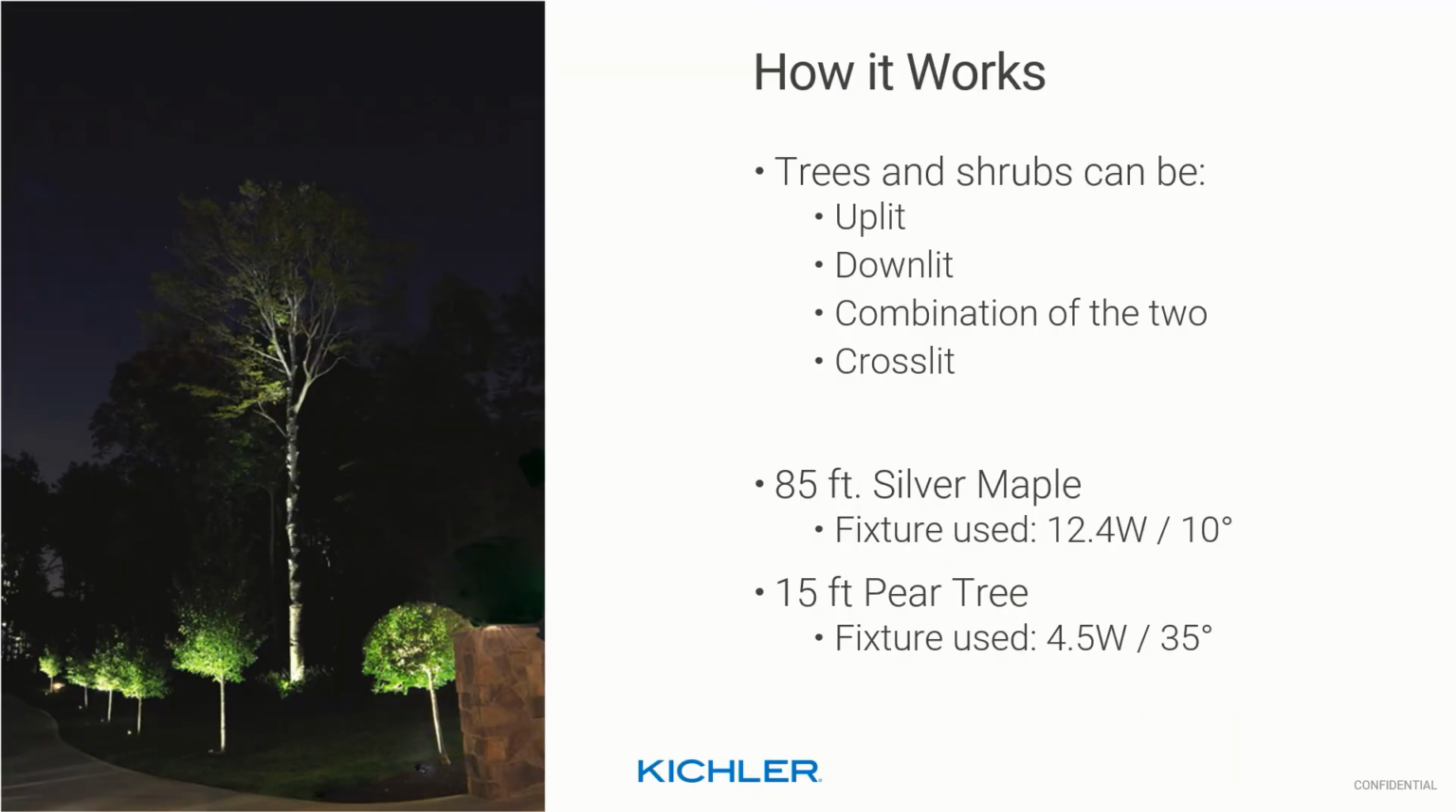There are many ways to illuminate trees and shrubs. Uplighting and downlight can be used individually and combined. Cross-lighting is also an option. In this image, a high lumen, narrow spot has been used for the 85-foot silver maple at the center, and low lumen levels with medium beam angles have been used for the shorter pear trees.